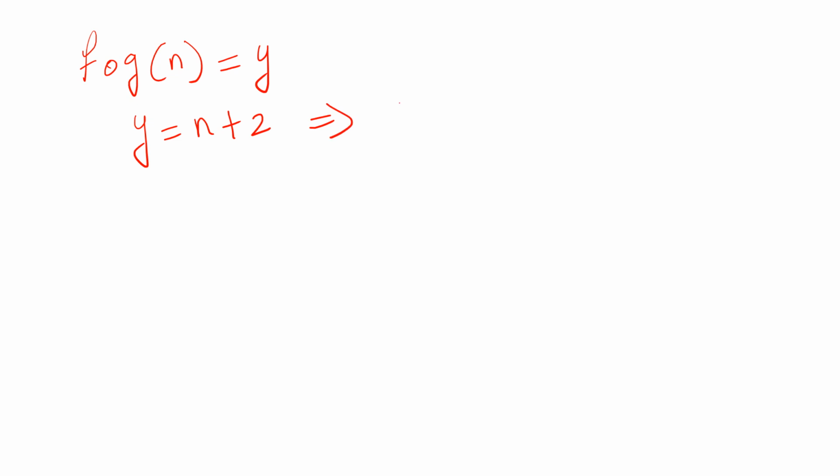Now students, let's discuss the onto nature of the function f of g of n. For this purpose, I am putting it equal to y. That means y equal to n plus 2. So from here we get n equal to y minus 2. Now whenever y is an integer, then the value of n is also an integer. This means that for every value of y belonging to the codomain of the function, there always exists its pre-image lying in the domain of the function. So this means the function f of g is onto.